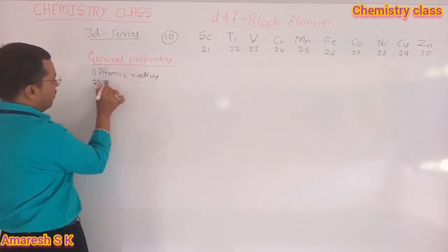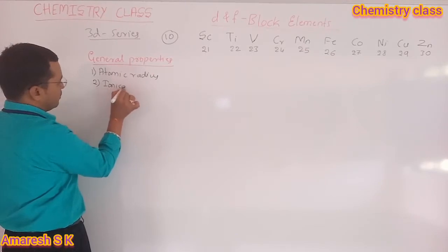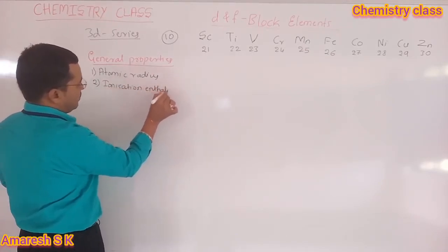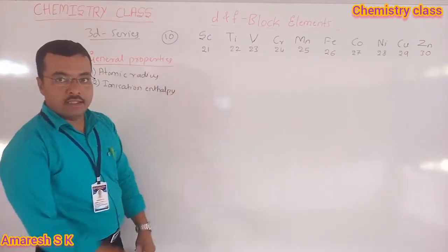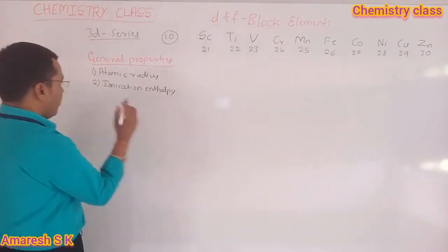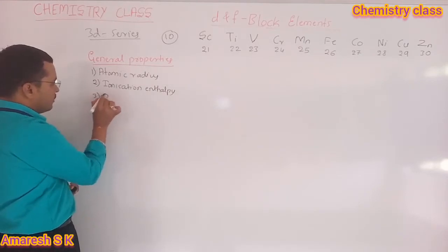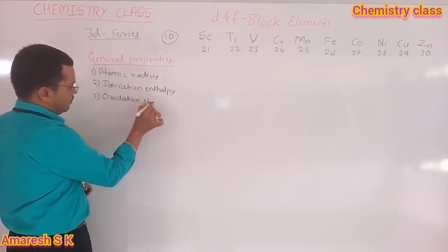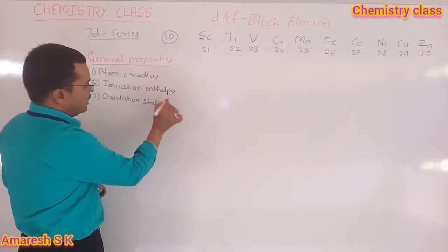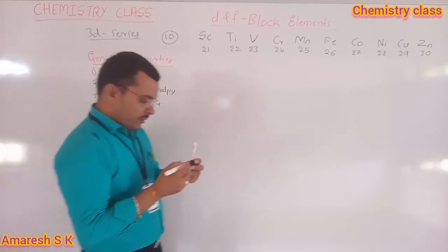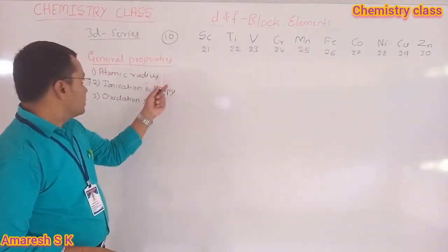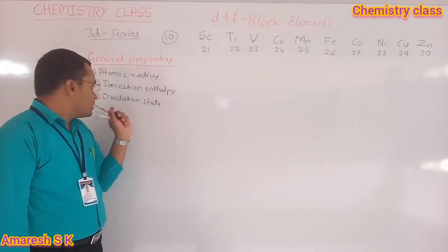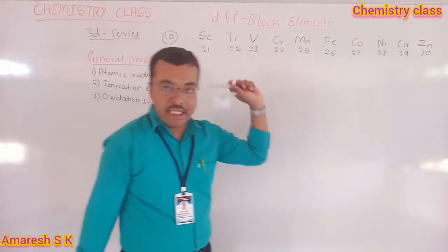Second one, ionization enthalpy, and third one, oxidation state: the oxidation state of the 3D series of elements. In the previous class, we discussed these two, atomic radius and ionization enthalpy, and in this class, we are going to discuss the oxidation state for the 3D series of elements.